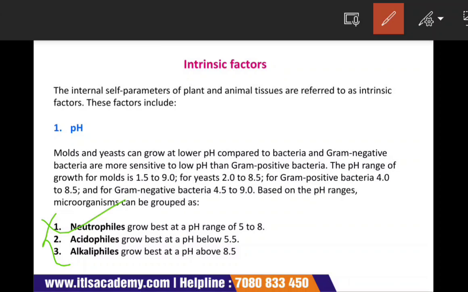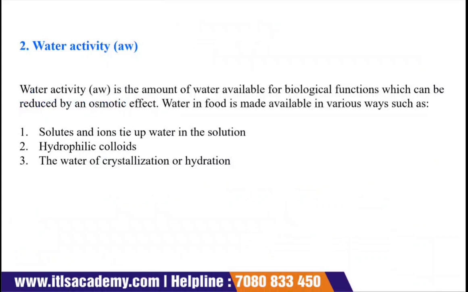The question generally arises: at which pH range do neutrophilic microorganisms grow? So you must be aware of the range. A similar case applies to acidophiles and alkaliphiles. Now comes water activity, that is aw. Water activity is the amount of water that is available for biological functions, which can be reduced by osmotic effects. Water in food is made available in various ways, such as solutes and ions tying up water in solution, hydrophilic colloids, the water of crystallization, and hydration.